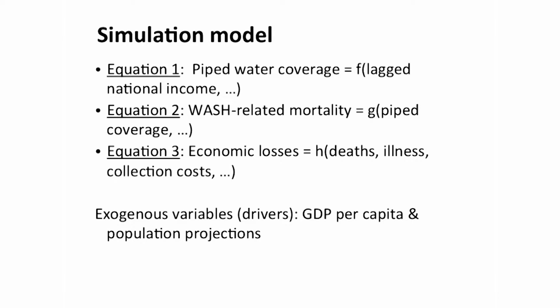We need some kind of technique to do this, and what we're going to use is a three-equation simulation model. In the first equation, piped water coverage is a function of national income. In the second equation, WASH-related mortality is a function of piped coverage. And in the third equation, we try to estimate economic losses as a function of deaths, illnesses, and other costs that households incur from having poor water and sanitation conditions. It's actually rather surprising that this hasn't been done before, but what I'm going to show you is a picture of where the world's headed in terms of water and sanitation coverage and where problems will remain.